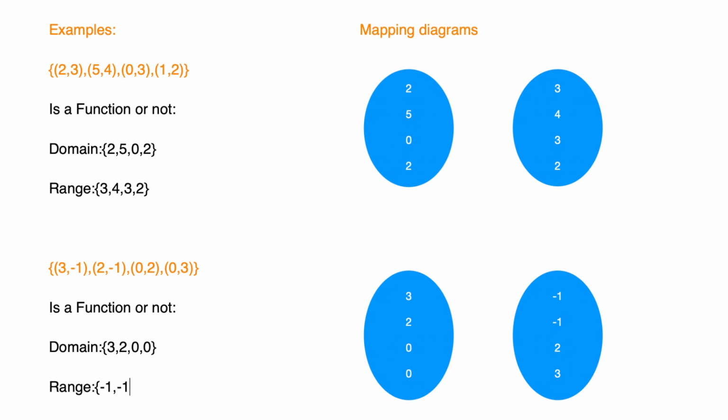So if you observe here, in the first set, input values are not repeated. In the second example, input values are repeated. So if input values are not repeated, then it is a function. If input values are repeated, then it is not a function. These are some examples.